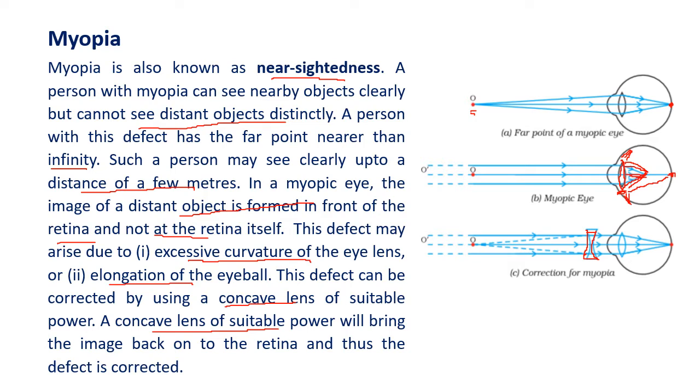Now I hope you remember in the previous chapter we did, power is the reciprocal of focal length and is measured in diopter. So every lens has a power which is the reciprocal of the focal length. So the cure, the remedy of myopia, is a correct concave lens which will diverge the light a little and bring the image back on the retina, and the defect is corrected.